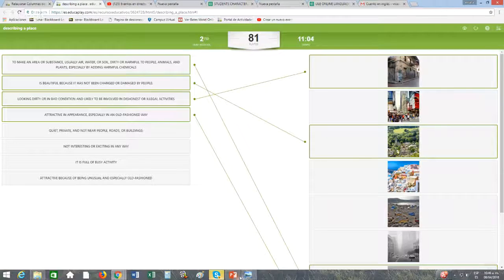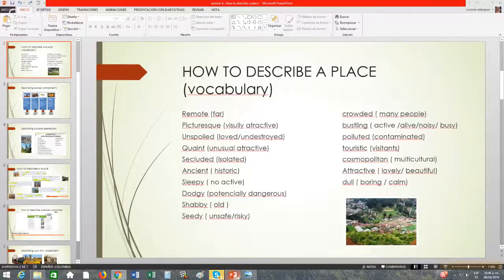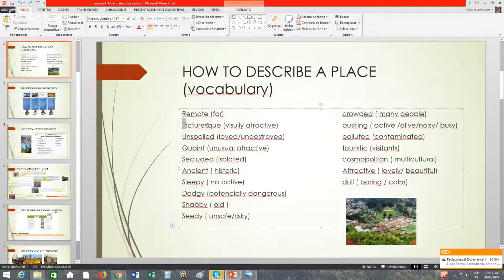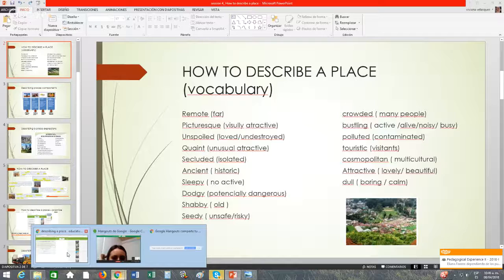The word for this kind of vocabulary. Picture, I can use picturesque. Okay. But I think attractive. Picturesque. Yes, it is. Very good. Visually attractive. Excellent. Next one.